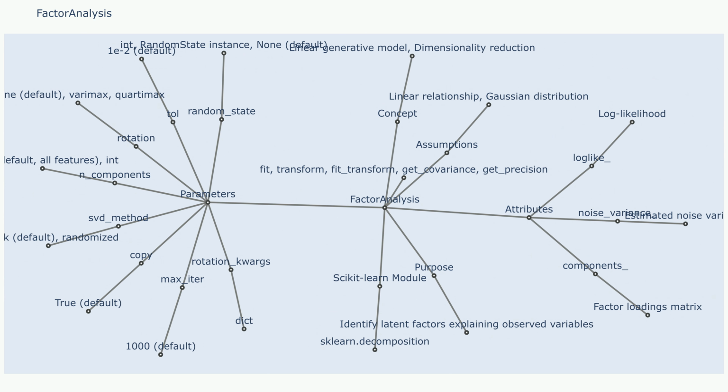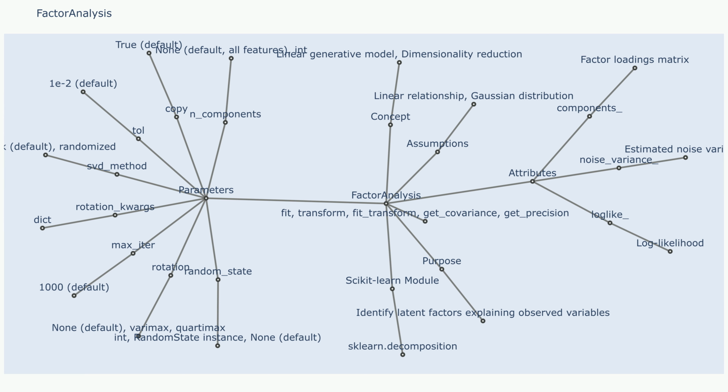Key applications of factor analysis. Dimensionality reduction: reduce the number of variables in a dataset while retaining the most important information. Data exploration: gain insights into the underlying structure of complex data. Feature engineering: create new features based on the extracted factors. Predictive modeling: use factor scores as input variables for predictive models.